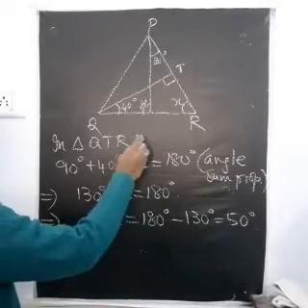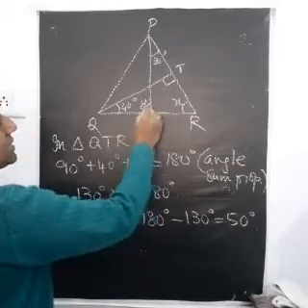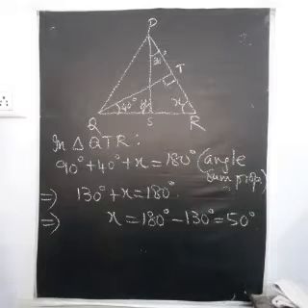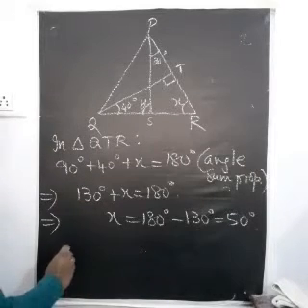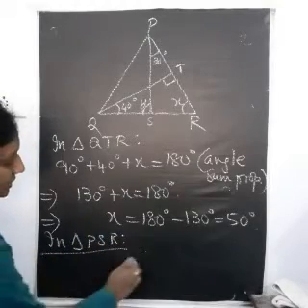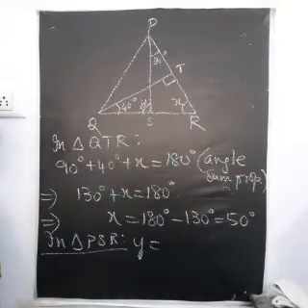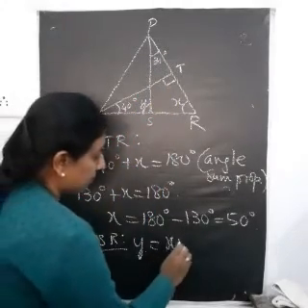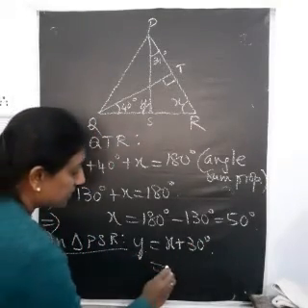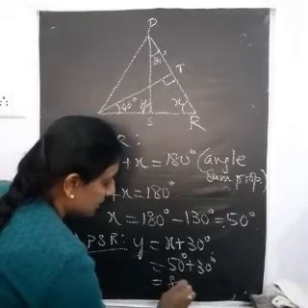Now if you take this angle, just say this is S here. This angle Y is the exterior angle of PSR. Okay. So by exterior angle property, what can I say? In triangle PSR, the exterior angle is Y, which is equal to the sum of the opposite two interior angles. That is X plus 30. Correct? So what is X given as? X is 50. 50 plus 30, which is equal to 80 degrees.